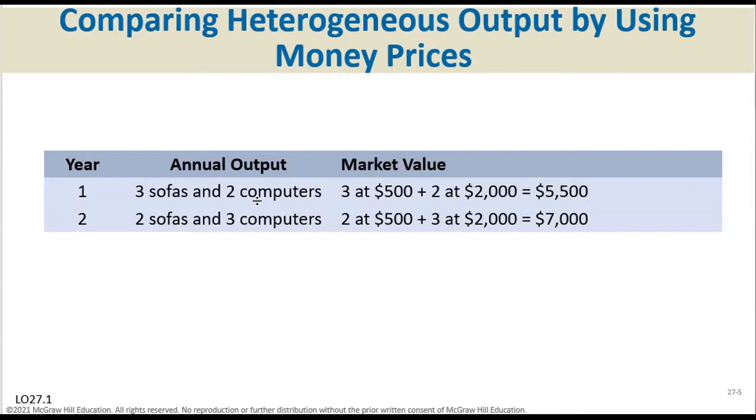If you add the dollar or the currency tag on it, you will see that in year one, the value of the good produced is $5,500, while year two is $7,000. So GDP is a monetary value, because otherwise we would not be able to determine if the output has changed year to year, right? Because of the mix of goods and services that a country produces.